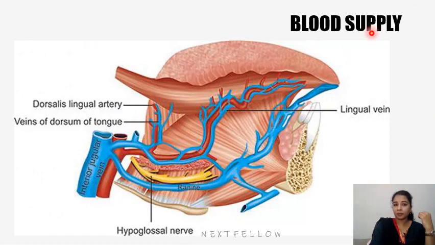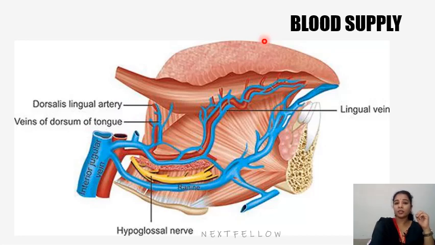Next, about the blood supply of the tongue. It is by the lingual artery, which is a branch of external carotid artery. Mainly the principal artery of the tongue is the lingual artery. Lingual artery divides into dorsolingual branches and deep lingual artery. And tongue is also supplied by ascending palatine and tonsillar arteries as well. Ascending palatine and tonsillar artery are both branches of facial artery.